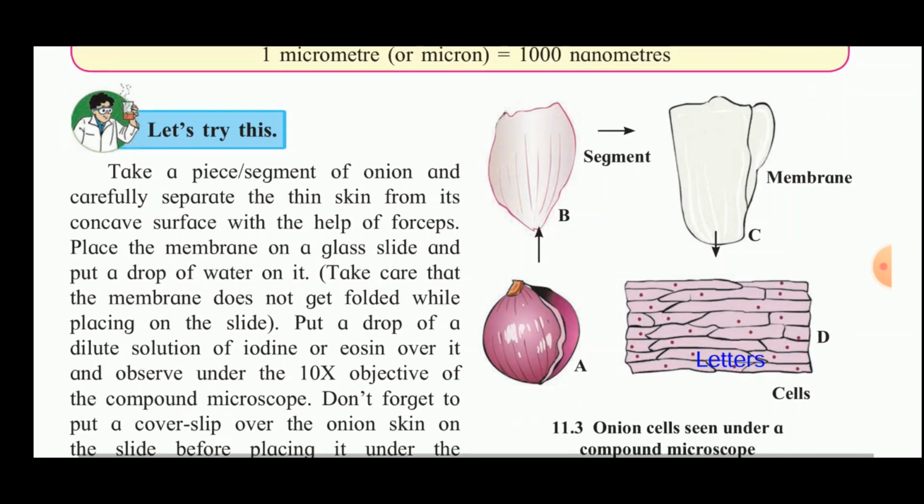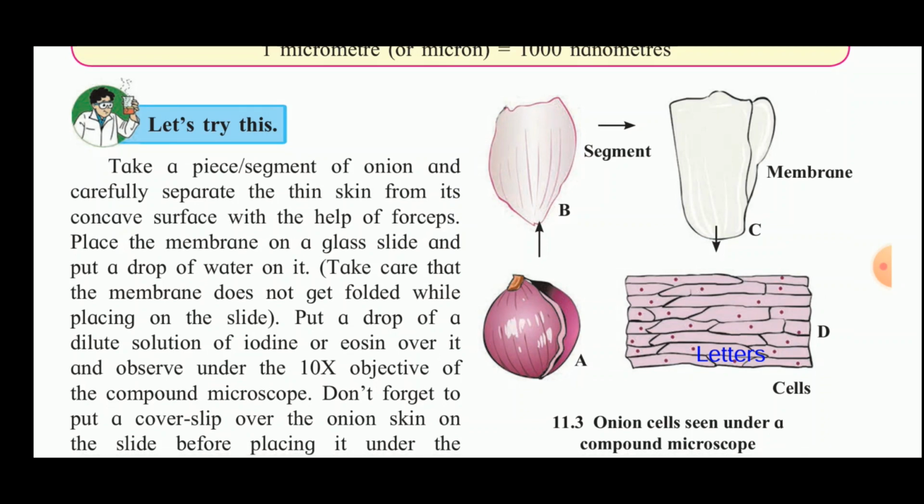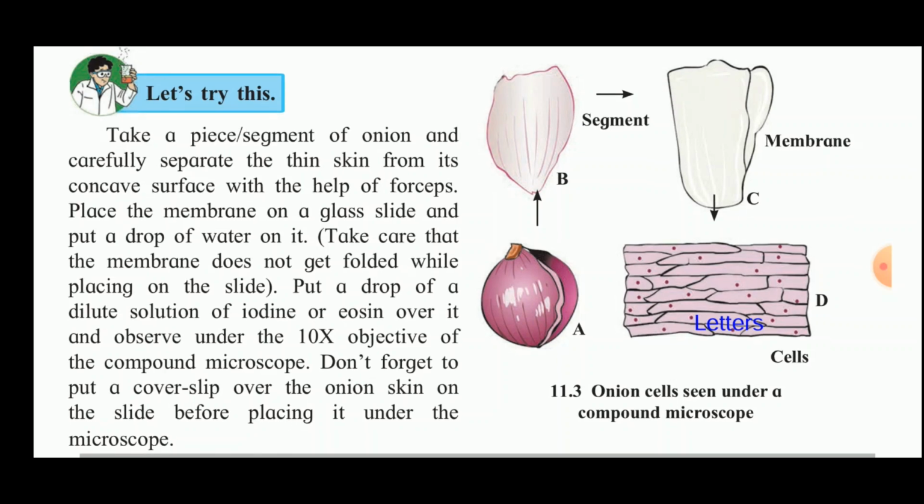Now take a piece or the segment of the onion and carefully separate the thin skin from its concave surface with the help of forceps. Place the membrane on the glass slide and put a drop of water on it.